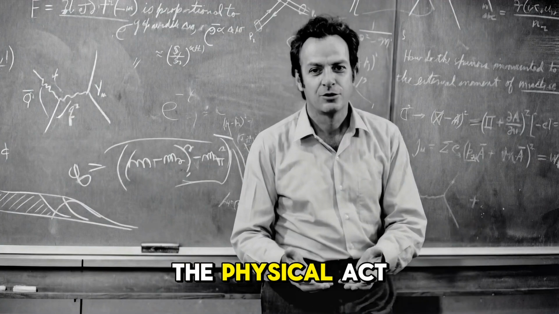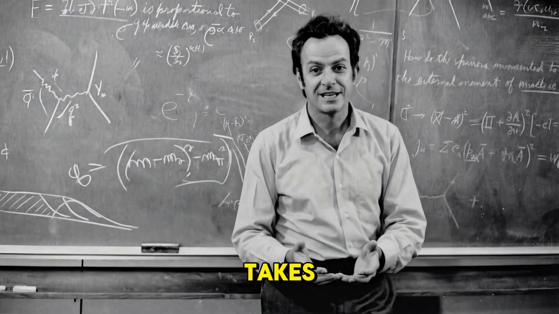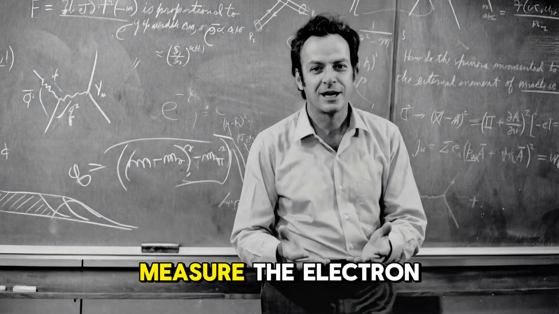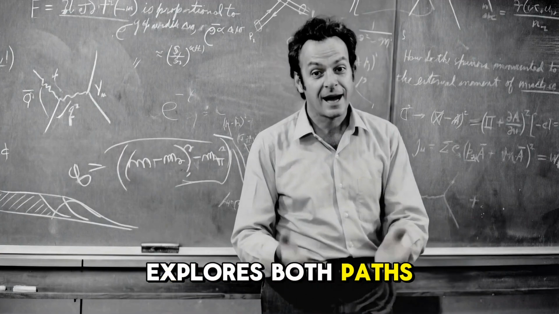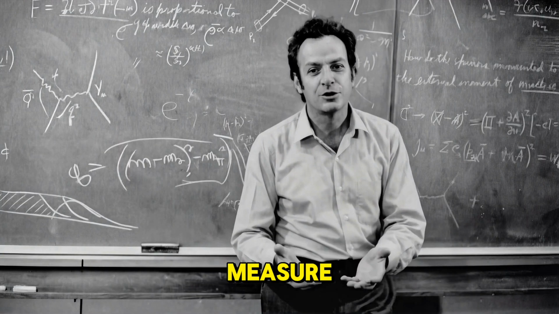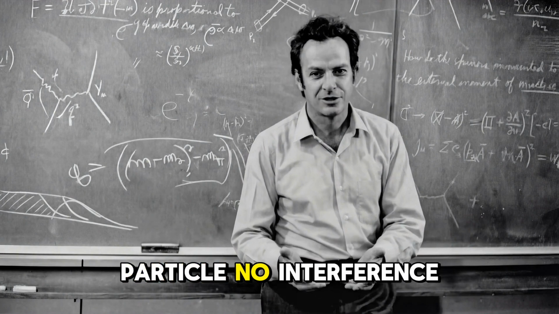I mean that the physical act of measurement, of gaining information about which path the electron takes, fundamentally changes what the electron does. When you don't measure, the electron explores both paths, interferes with itself, creates the wave pattern. When you do measure, the electron is forced to pick one path, behaves like a particle, no interference.